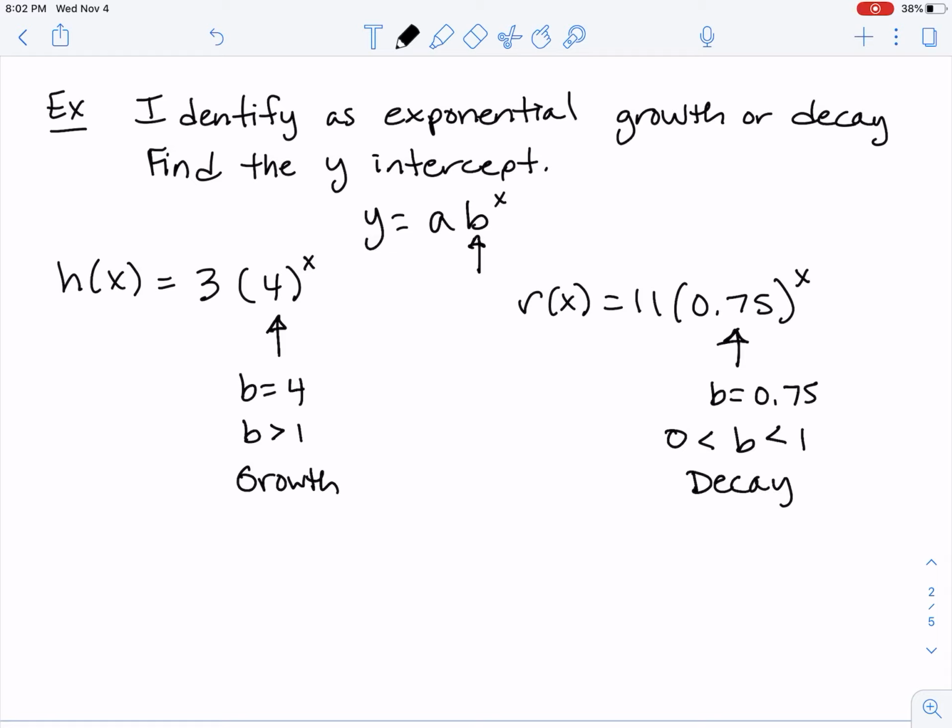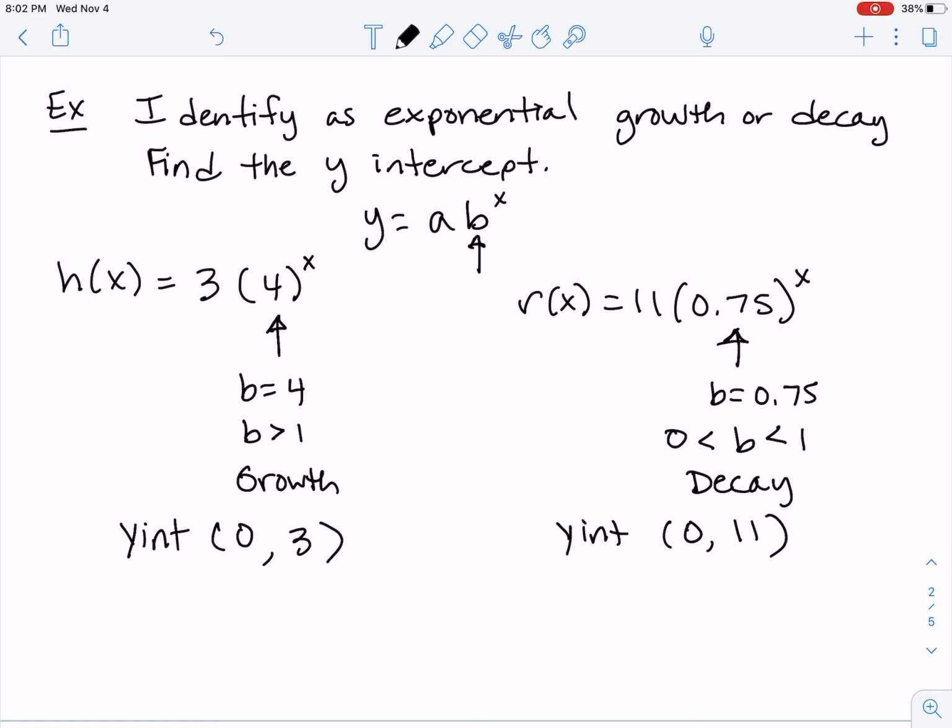All right, so now let's talk y-intercept. The y-intercept is the initial value. Well, if I would plug in 0, 4 to the 0 is 1. 1 times 3 is 3. Notice the a value. The y-intercept is 0, a. So the y-intercept for r of x, well, that would be 0, 11. Okay, so just by looking at the equation, we can pull out some information.